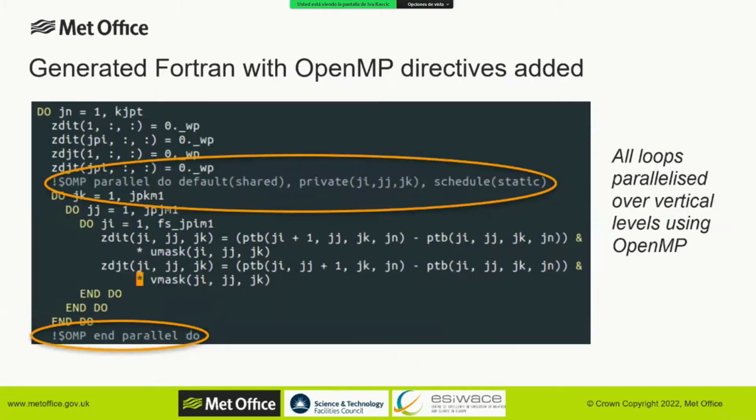And this is what the generated code looks like. As you can see, the loop over levels, latitude and longitude is still there, and PSyclone basically inserted the OpenMP parallel directive. So this is an example where all loops are parallelized over vertical levels using OpenMP.